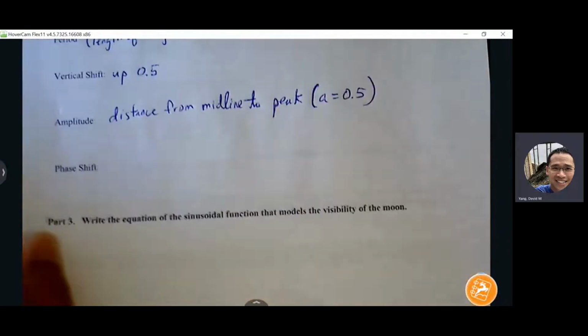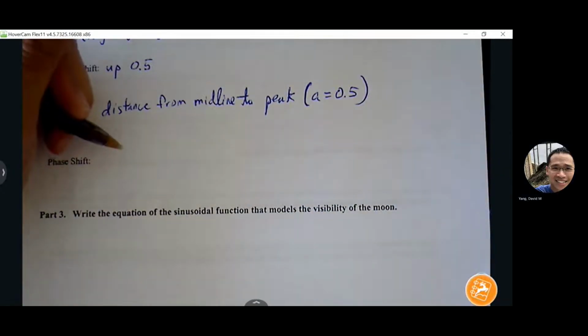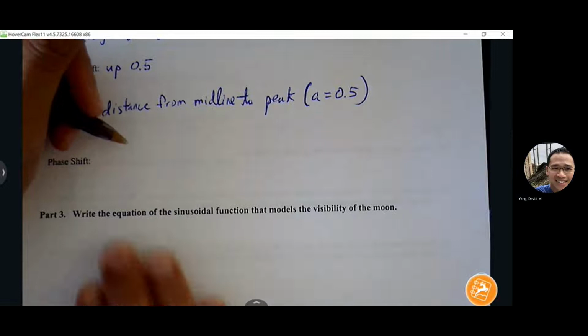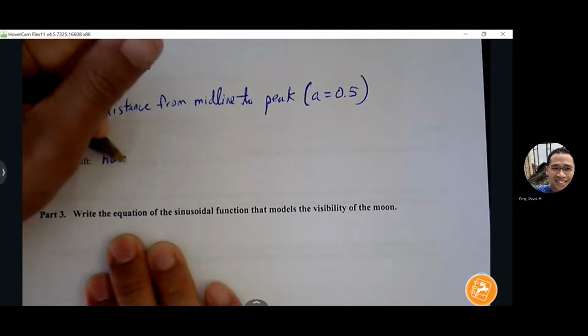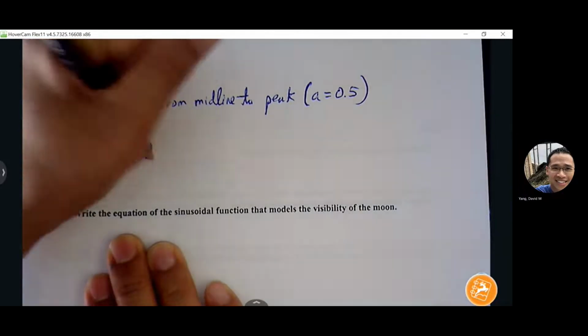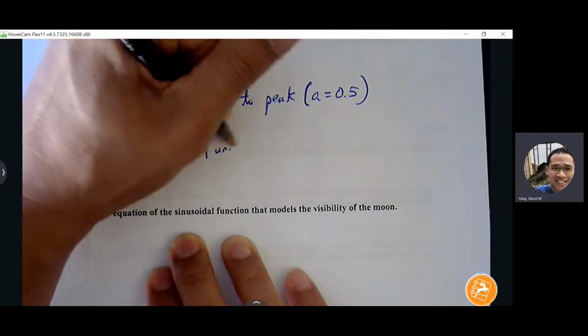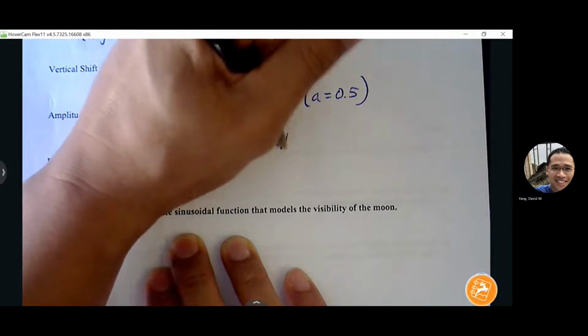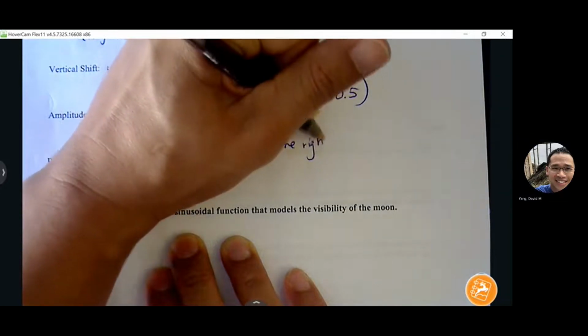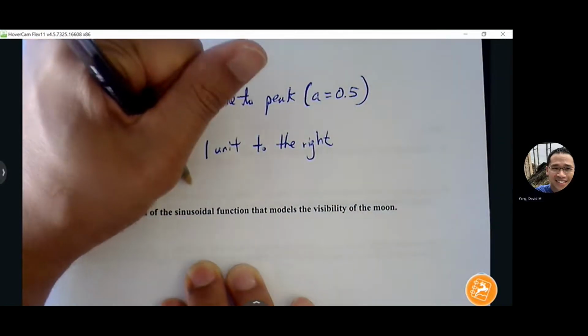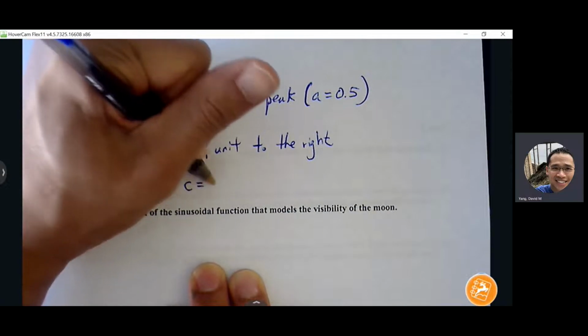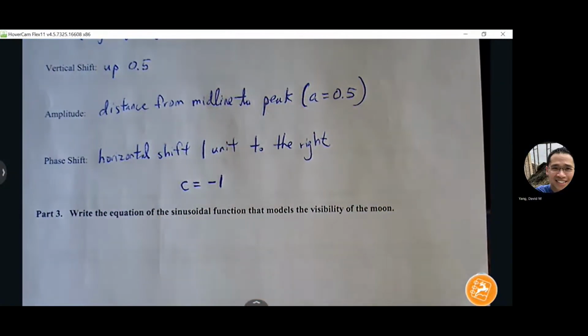So phase shift, we can say there's a horizontal shift. One unit to the right. So we know our C value is going to be -1, right?